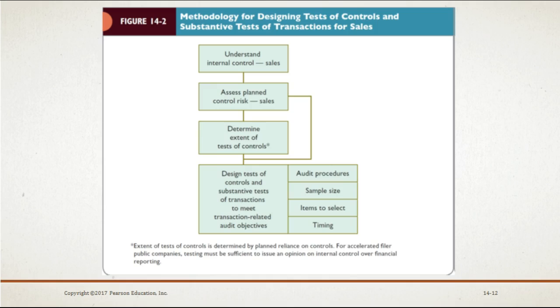And here we have an illustration of the methodology for designing tests of controls and substantive tests of transactions for sales. The content of the figure was introduced and explained in Chapter 13. The discussions will be organized around this illustration and applied to sales and cash receipts using Hillsburg Hardware Company as an example company. You can find Figure 14-2 on page 453 of your textbook.